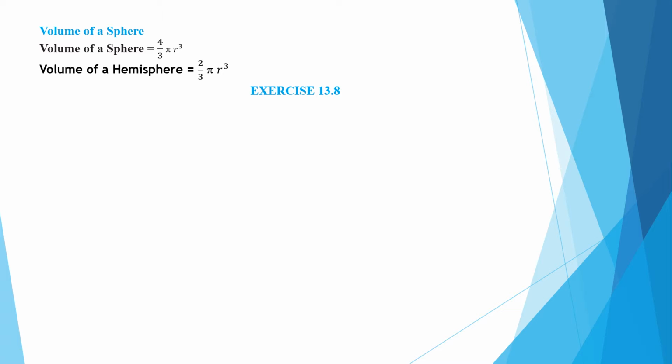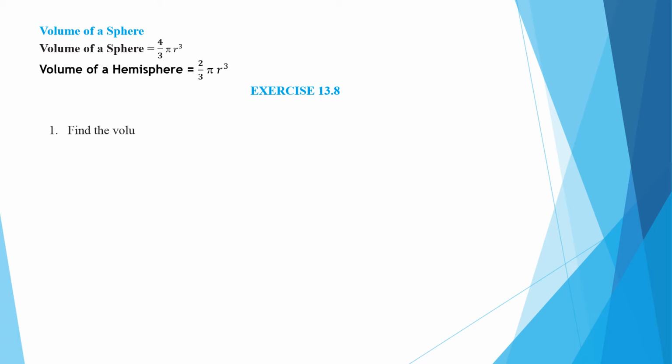Now today we are going to start the volume of sphere. So first of all we must know what the volume of a sphere is. The volume of a sphere is 4 by 3 pi r cube, and the volume of a hemisphere is 2 by 3 pi r cube. Okay, so in this exercise 13.8 we will do the volume of sphere and volume of hemisphere, the questions related to these.